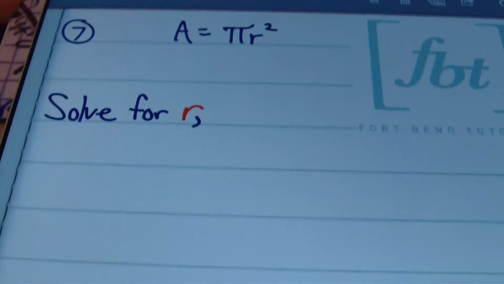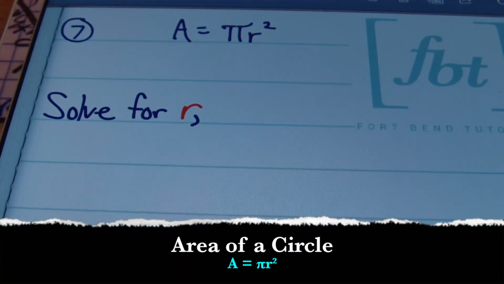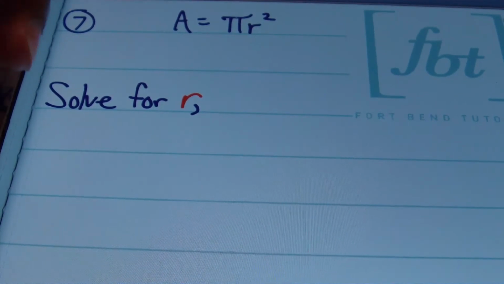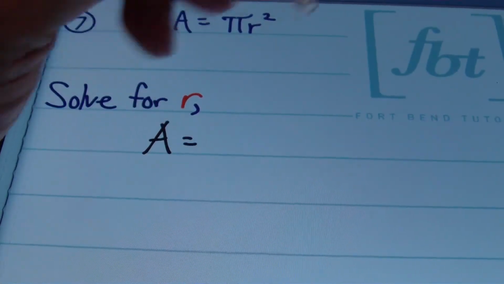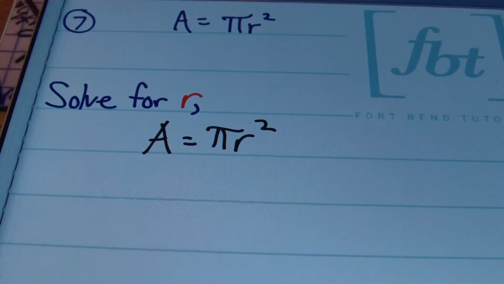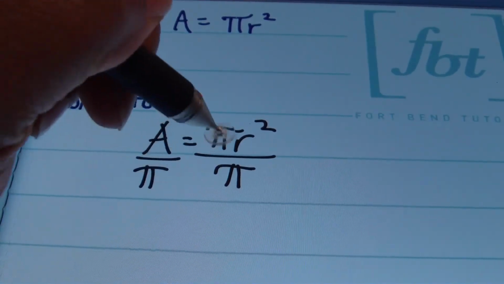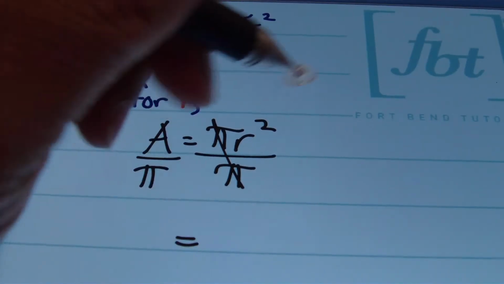All right, problem number 7, we have the area of a circle. So we have A equals pi times r squared. Here we're asked to solve for r, so let's do just that. We'll start by rewriting the formula. I'll have capital A equals pi times r squared, and the first thing I'll do here is divide both sides by pi. So dividing both sides by pi, remember pi is just a constant, it's just a number.